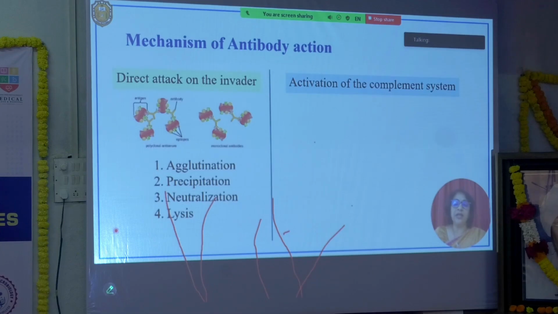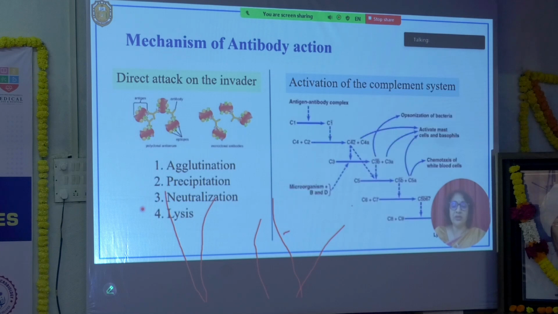Neutralization, in which the antibodies cover the toxic sites on antigenic agent. And fourth is lysis, in which some potent antibodies are occasionally capable of directly attacking membranes of cellular agents and they rupture the agent. These direct actions of antibodies are often not very strong to play a major role in protecting the body against invader. So the need for amplified effects through the complement system is very essential. So here is a complement system.